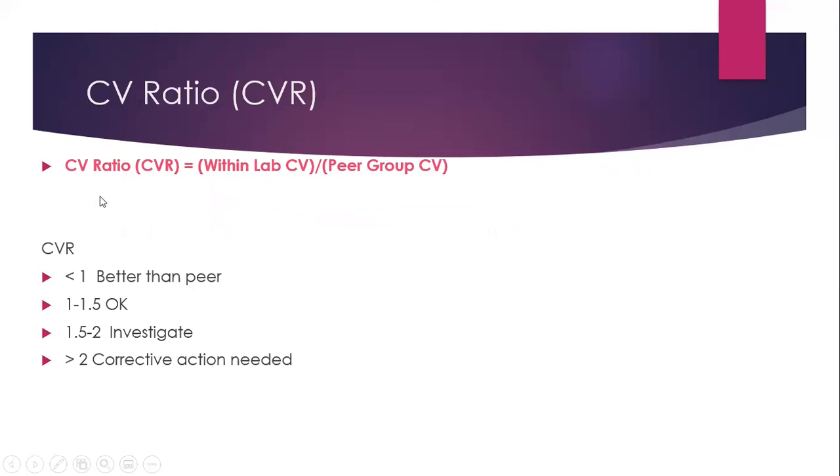What is CV ratio? CV ratio is the ratio of within laboratory coefficient of variance divided by peer group coefficient of variance. This is the interpretation of CV ratio.